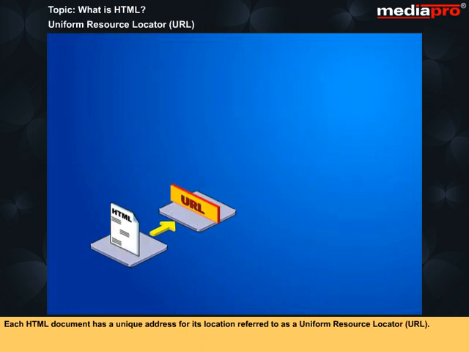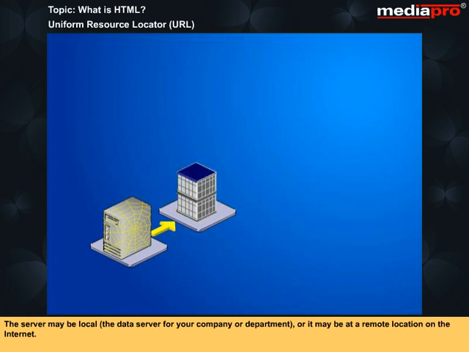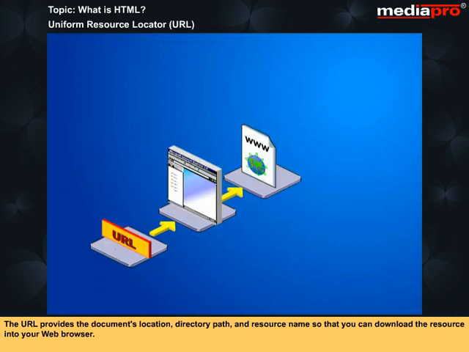Each HTML document has a unique address for its location, referred to as a Uniform Resource Locator, URL. A URL is a uniquely defined pointer to a document or resource stored on a web server. The server may be local, the data server for your company or department, or it may be at a remote location on the internet. The URL provides the document's location, directory path, and resource name so that you can download the resource into your web browser.